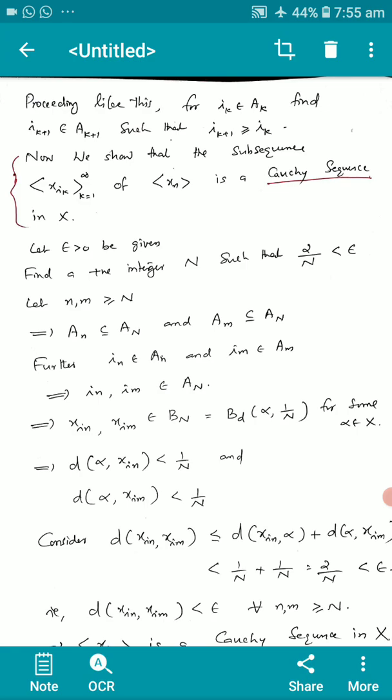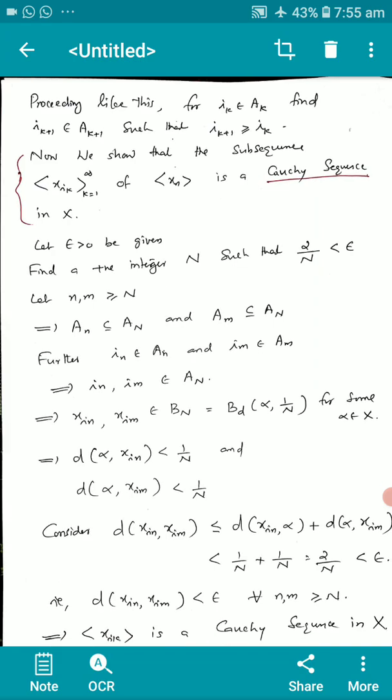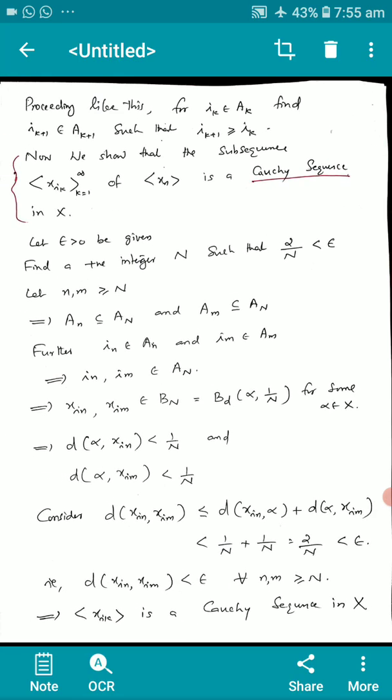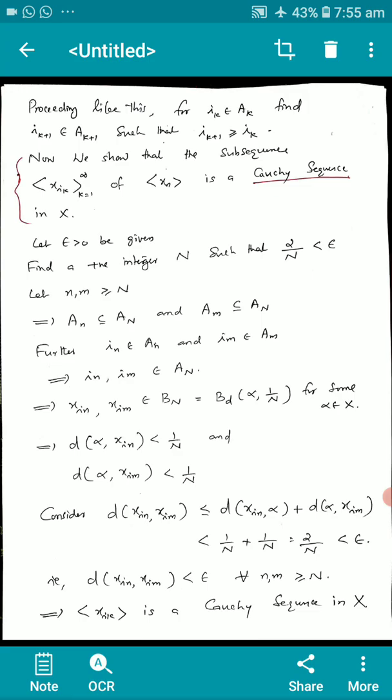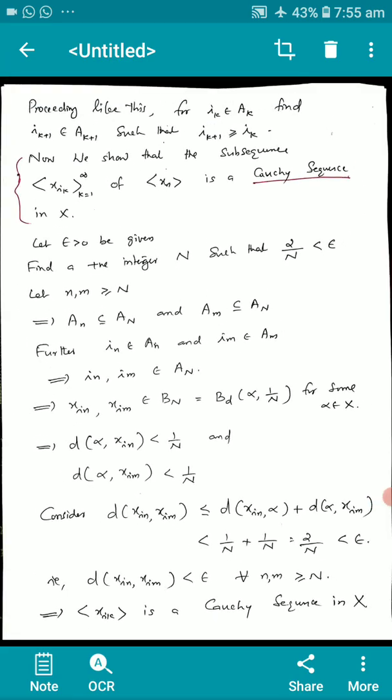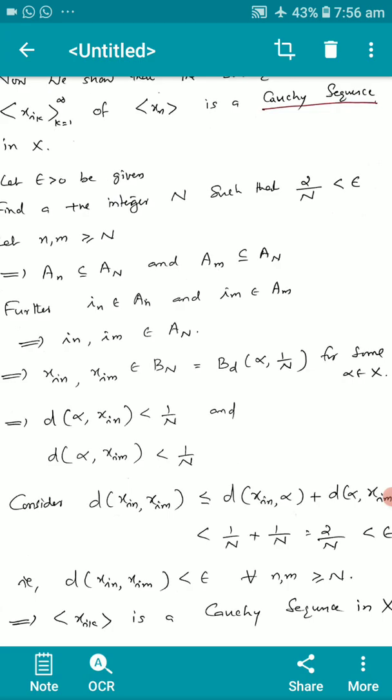Now we show that the subsequence x_{i_k}, where k varies from 1 to infinity, of the sequence x_n is a Cauchy sequence in X. Let epsilon greater than 0 be given. Find a positive integer capital N such that 2 by N is less than epsilon. Let n, m greater than or equal to capital N, which implies A_n is a subset of or equal to A_N, and A_m is a subset of or equal to A_N. Further, i_n in A_n and i_m in A_m. This implies i_n, i_m both are elements of A_N. This implies x_{i_n}, x_{i_m} are in B_N.